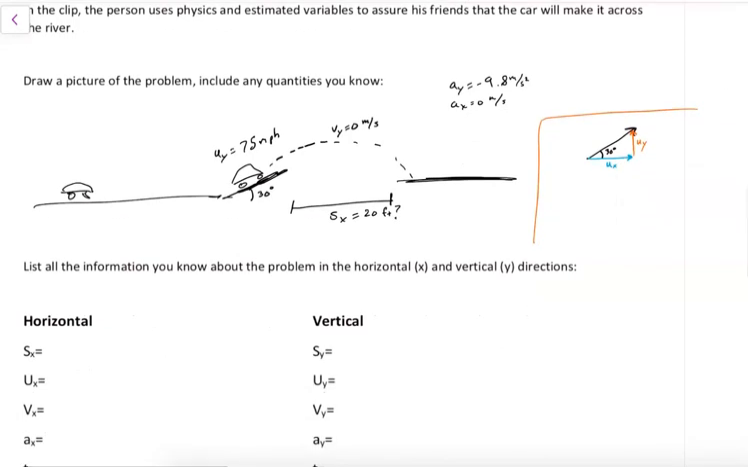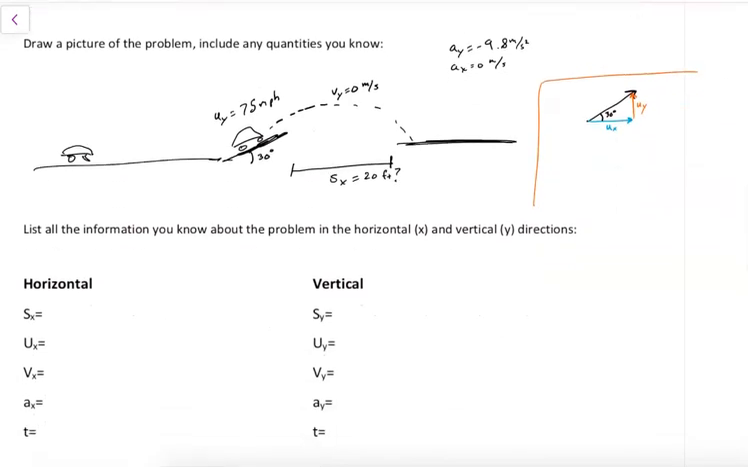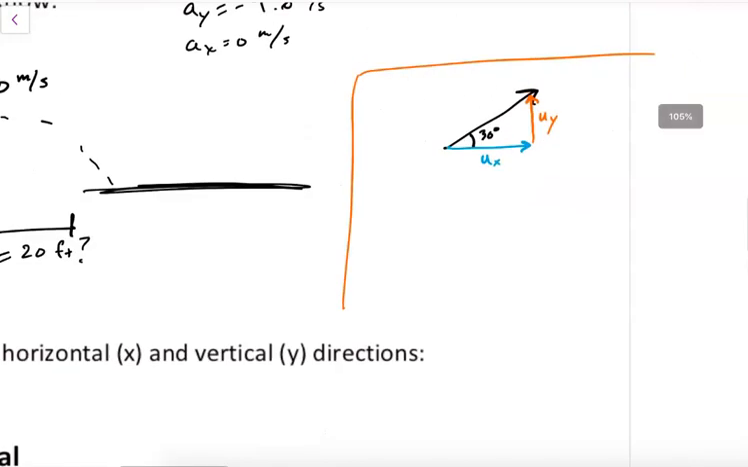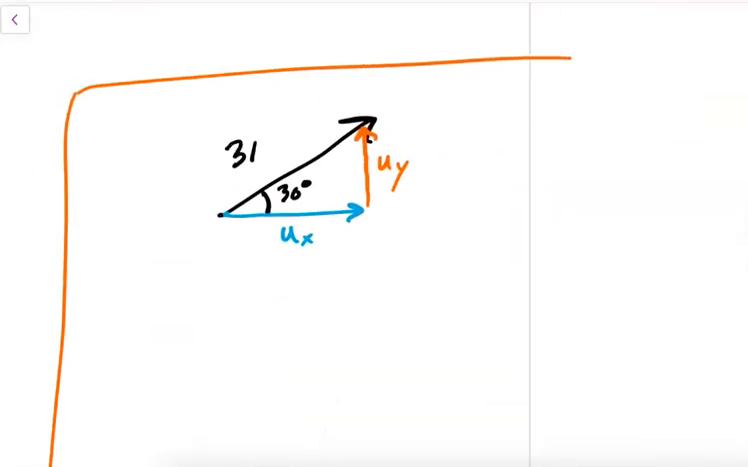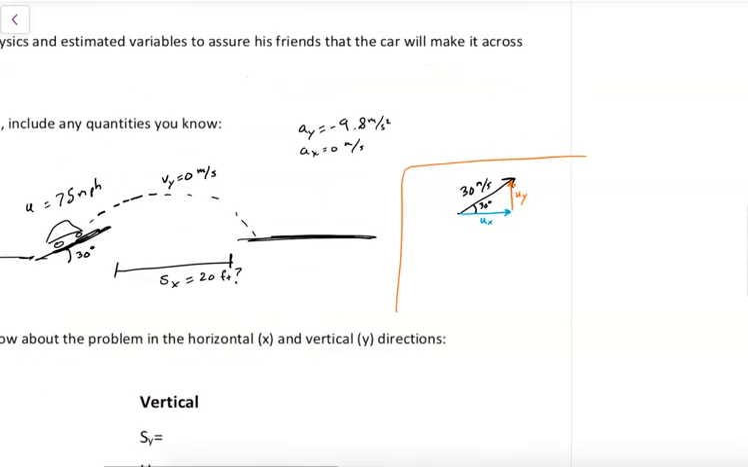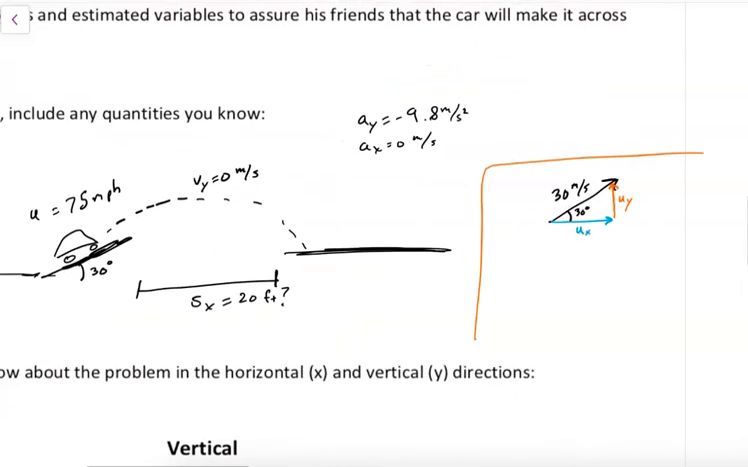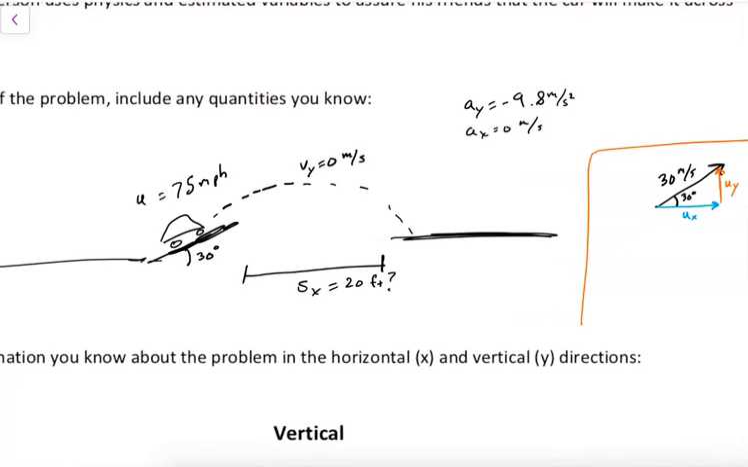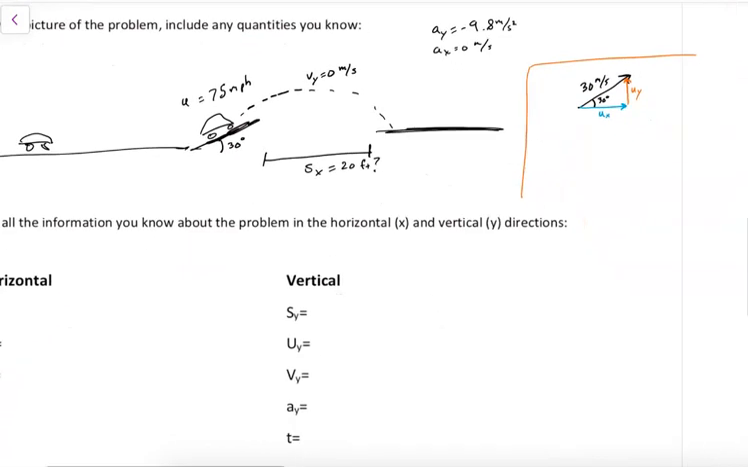I don't think they would do that, so I'm going to set my u of, oh, that's not my u, that's just my u of y. That's just my u. I set my u, initial velocity, to be about 30 meters per second. Let's just round down a little bit. I have my acceleration in my y direction is negative 9.8. I have my acceleration in my x direction is 0.